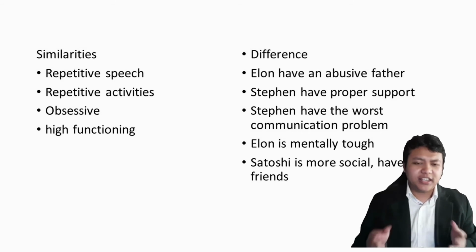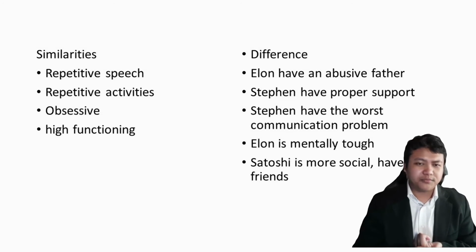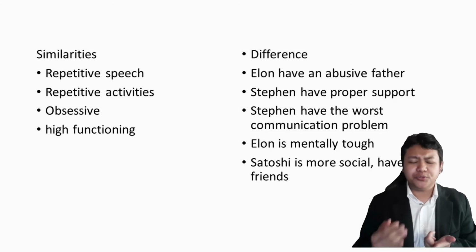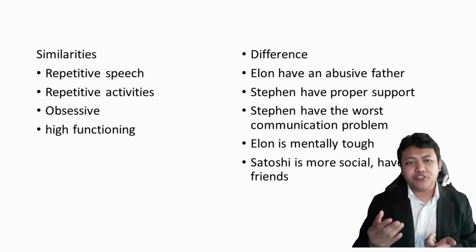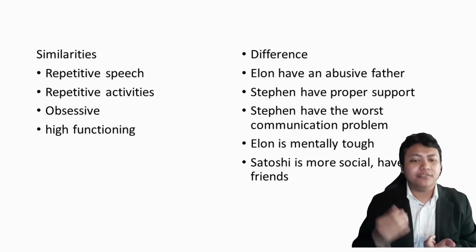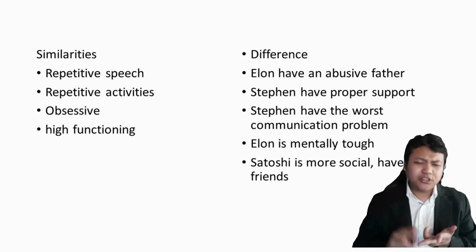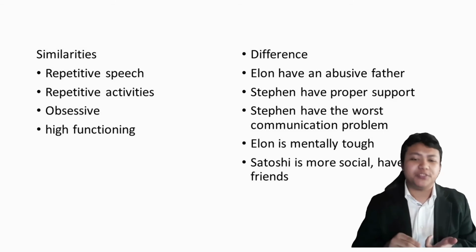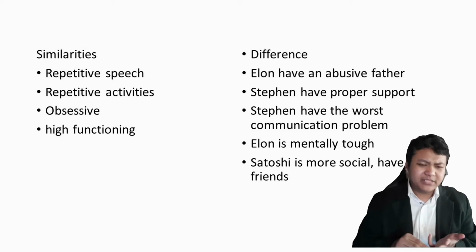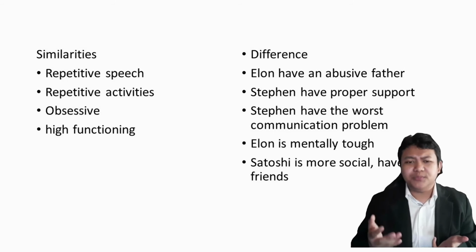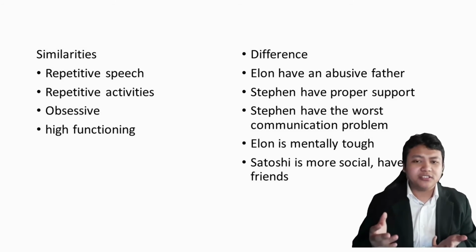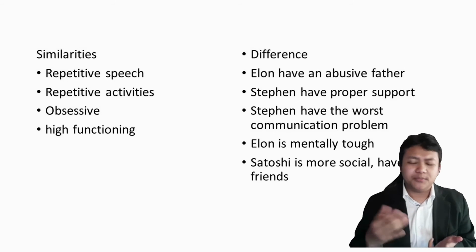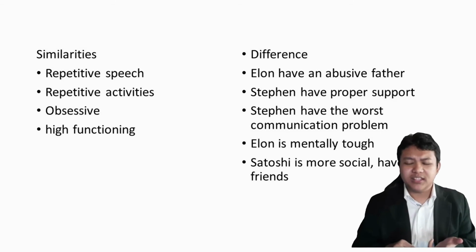The differences that they have is that Elon had an abusive father. Stephen, meanwhile, had proper support due to his parents understanding that he has autism. He also has the worst communication problem of all three of them. Elon is mentally tough from his abusive father, while the others have more supportive parents than Elon, except for his mother.